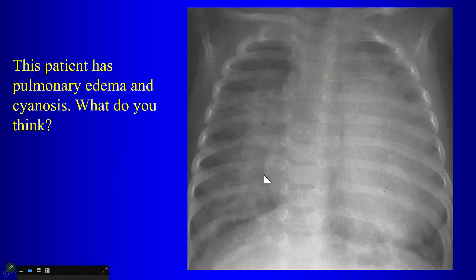Pulmonary edema, cyanosis, and a big heart in a newborn. Okay, so here, what congenital cardiac defect do we think about here? And it's the most common cause of congenital cardiac death in the newborn period. What lesion? Cardiomyopathy? No, it's not cardiomyopathy here. They have cyanosis. So it's a congenital cardiac defect.